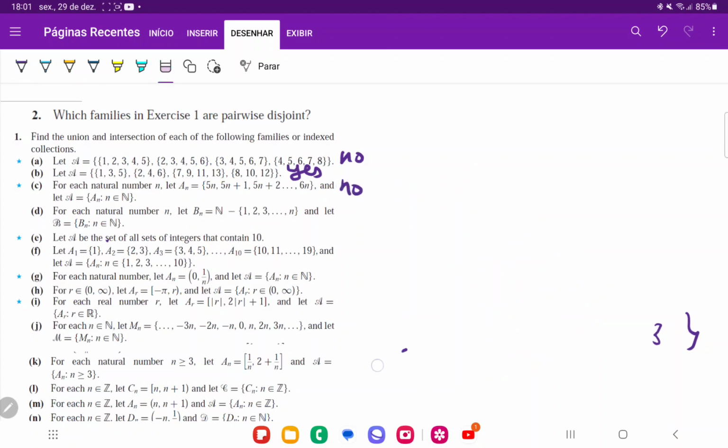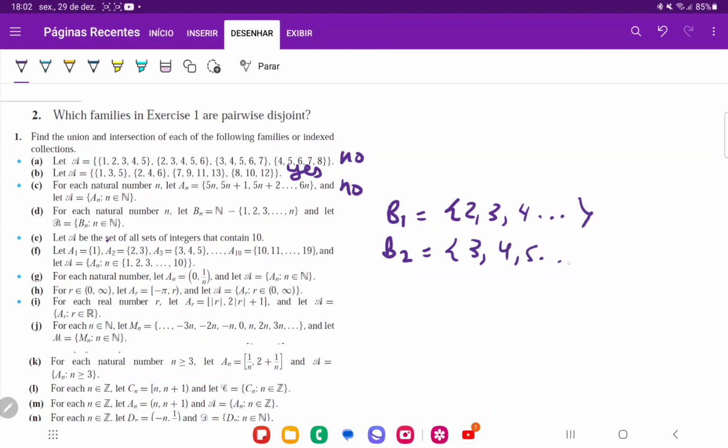For item D, we're going to have that B1 is going to be the set n minus the index, so it's going to begin at 2. So B1 is going to be 2, 3, 4, and so on. And then B2 is going to begin at 3. So 3, 4, 5. And we can already see that the answer is no because they do have elements in common. So the answer here is going to be no.